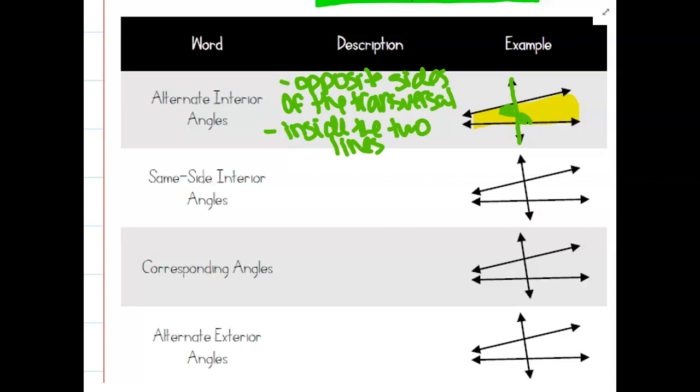Now there's another set of alternate interior angles here. You could take this top right angle and then the bottom left angle. Those would also be alternate interior angles.